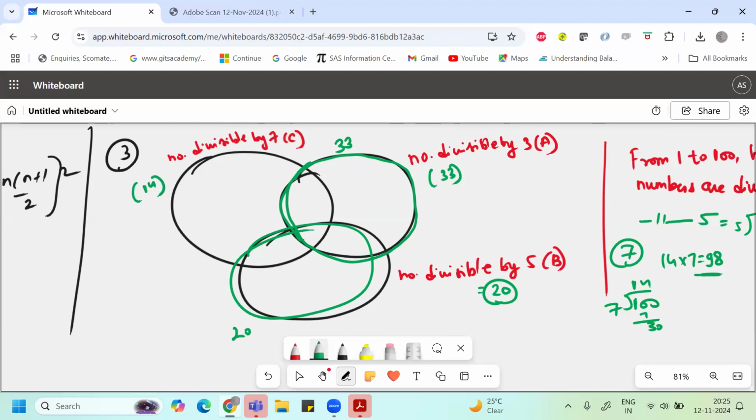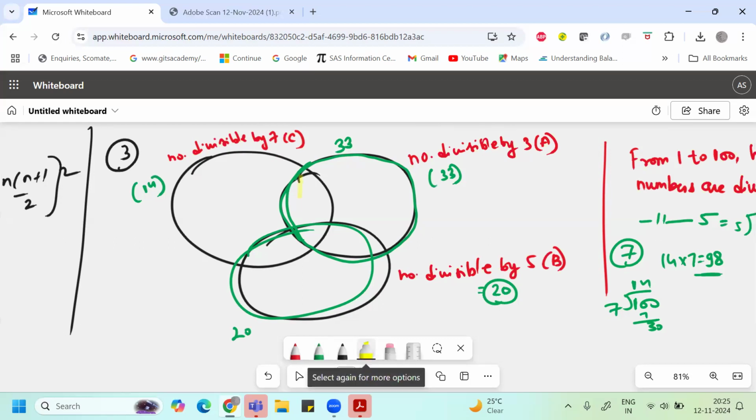Now, guys, tell me one thing. If you see this part, what does this part represent? Just now I have shaded one portion. Arun, can you tell me? I don't want the answer, I just want to know what that part represents.